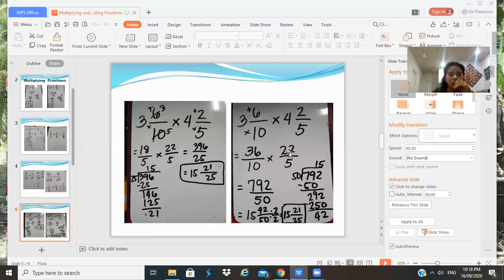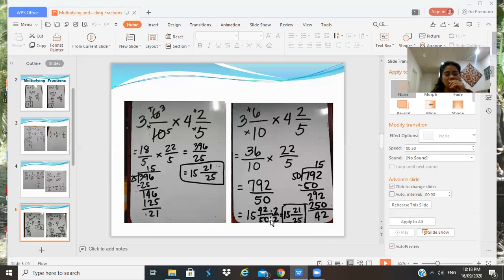So 36 times 22 is 792. Then over 50. Kay 10 times 5 is 50. Then 792 divide 50. Kay 79 divide 50 is 1. Then 50. 79 minus 50 is 29. Then bring down 2. So 292 divided 50 is 5. So 5 times 50 is 250. So 292 minus 250 is 42. So that's why we have 15 and 42 over 50.